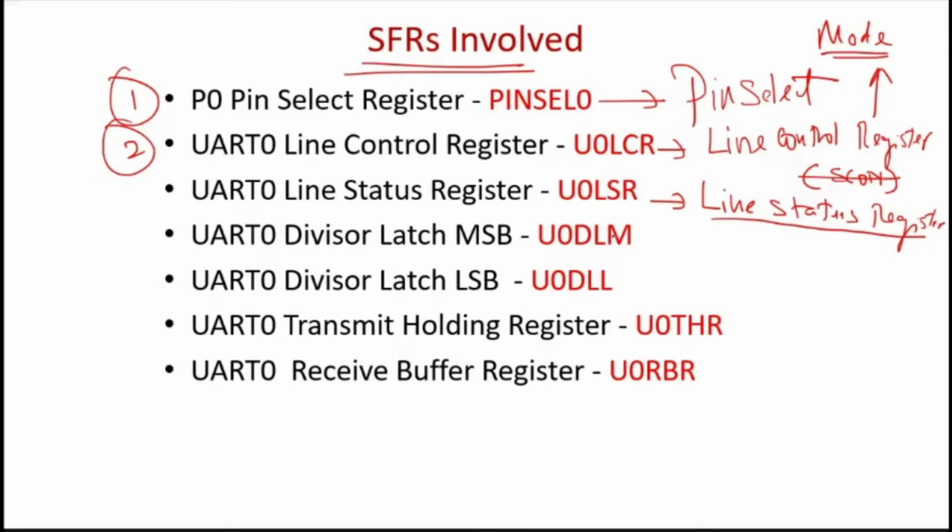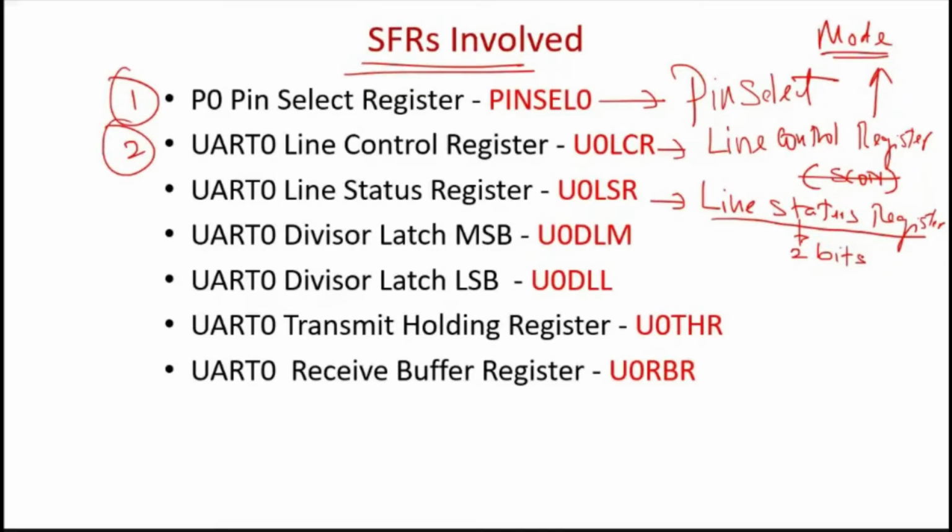Line status register has 2 bits. What are the 2 bits that are important for us? If I put the data into the serial buffer, when the data is successfully transmitted out, I should know whether the data that I have put into the serial buffer is successfully transmitted or not. In other words, the transmit interrupt flag in 8051. Similarly, I should also have another flag called receive interrupt flag. Whenever somebody else is putting a data, I should know whether that particular data is received successfully or not.